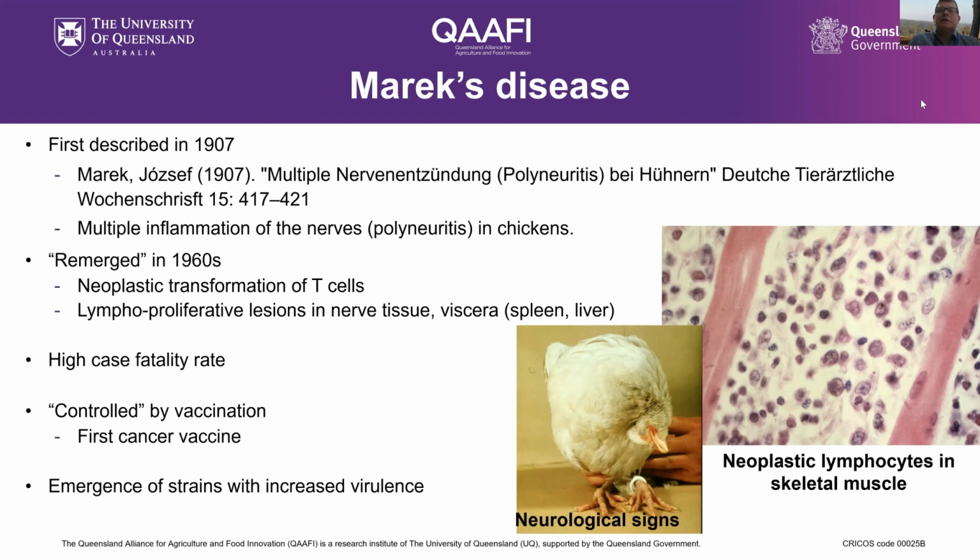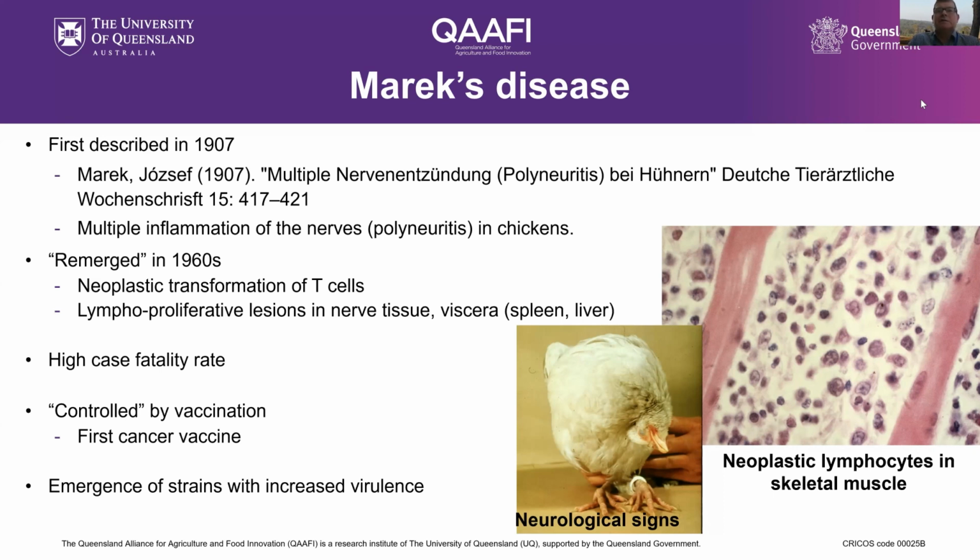At this time, it had a very high case fatality rate. For some strains of the virus, if you get 10 infections and six of those die, then the case fatality rate would be about 60%. As a consequence, it really did threaten the intensification of the chicken industry.